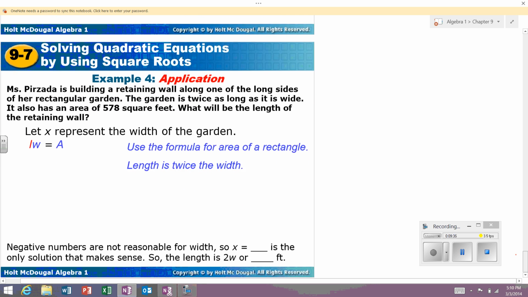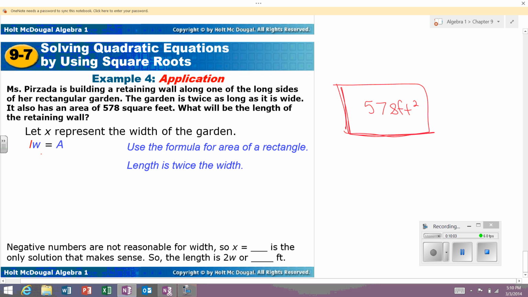Okay, we've got one last example. This is a word problem. It says that Miss Perzada is building a retaining wall along one of the long sides of her rectangular garden. So she's got a rectangular garden and she wants to build a retaining wall on one of the sides. The garden is twice as long as it is wide, and the area is a total of 578 square feet. What will the length of the retaining wall be?